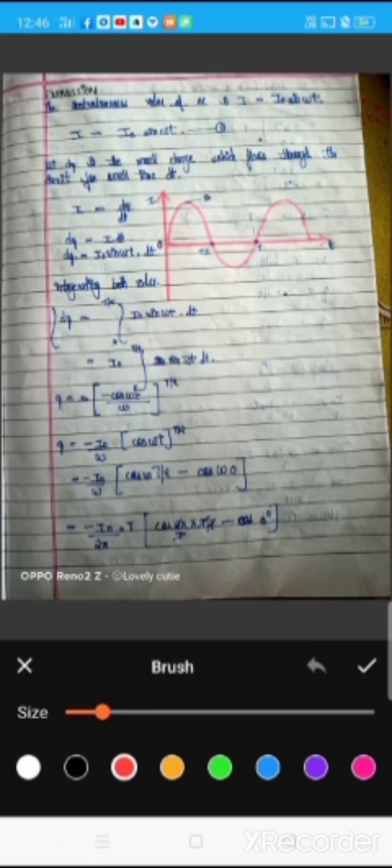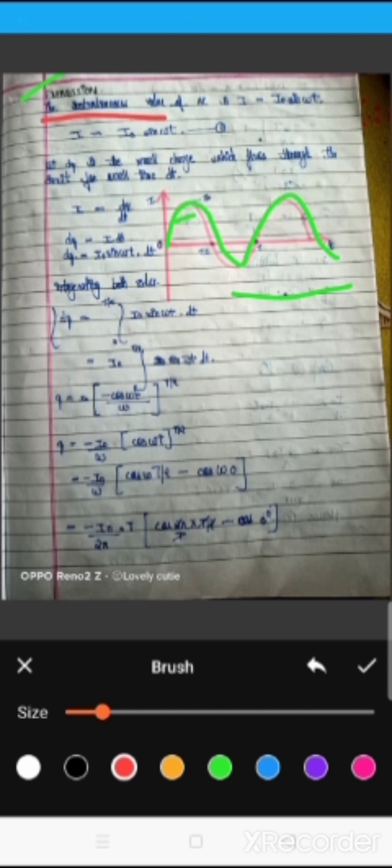Before writing an expression, the diagram is very necessary. Without a diagram, your expression is totally incomplete. So we have made a graph here, as you can see. Current I is flowing in the upward direction and I naught is the peak value. The alternating current is flowing in the form of waves whose magnitude and direction both change with time. So come to the expression.